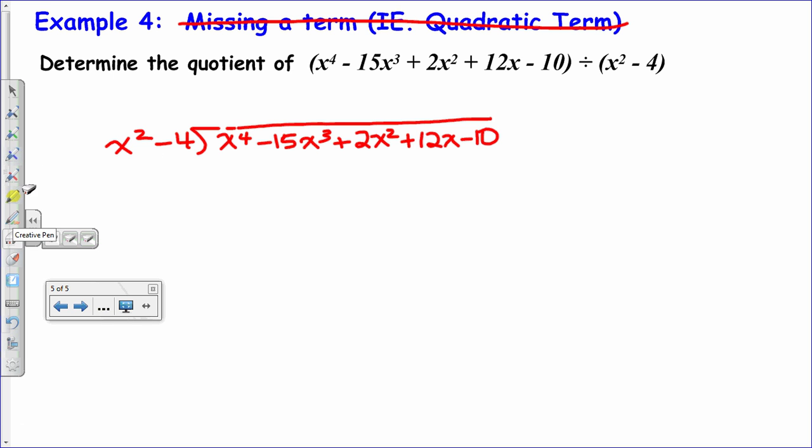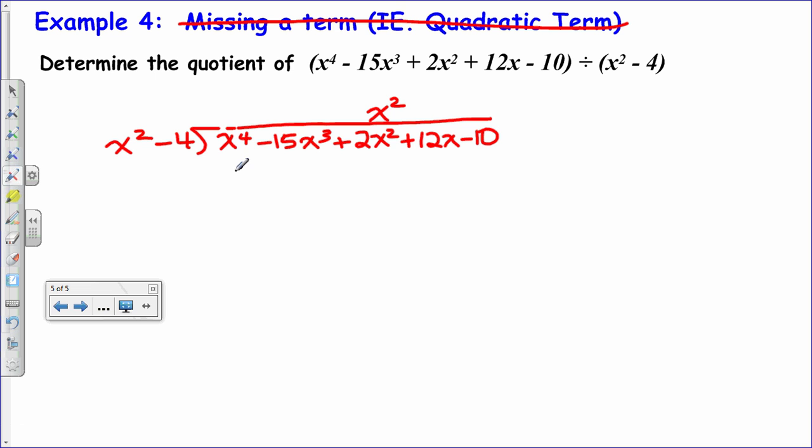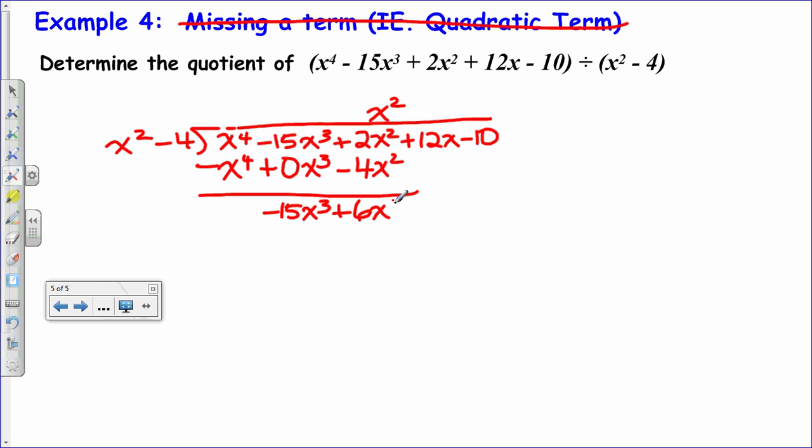Okay, what did I do wrong there? I was supposed to line it up with the quadratic term, so here we go, good form, x squared, so x to the power 4, and then when I multiply it by the 4, that's going to give me a quadratic term, so I actually don't have the cubic, but negative 4 times x squared is negative 4x squared. All right, subtract, and we get negative 15x cubed. And then 2 plus 4, because it's a minus and a minus, is 6x squared.